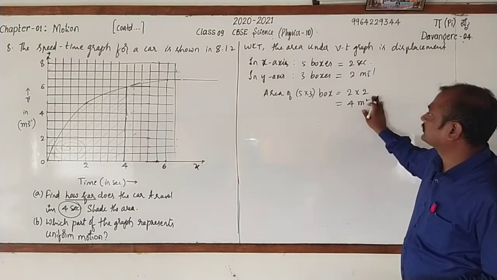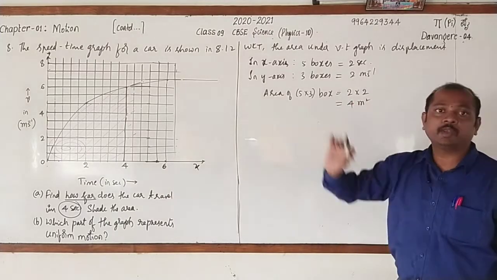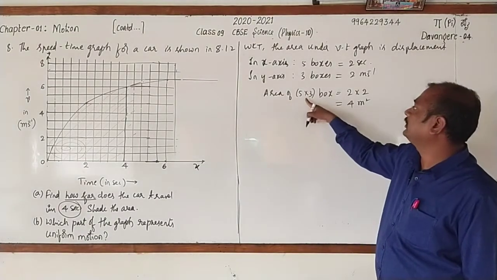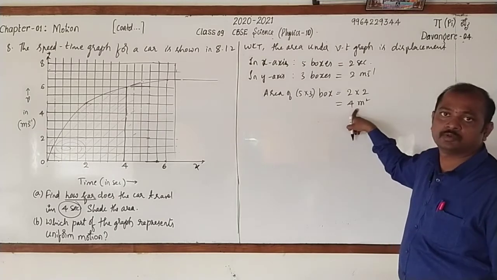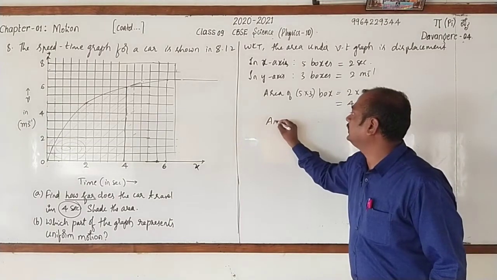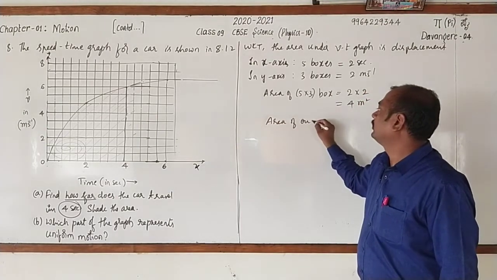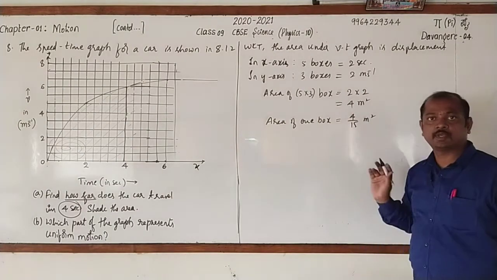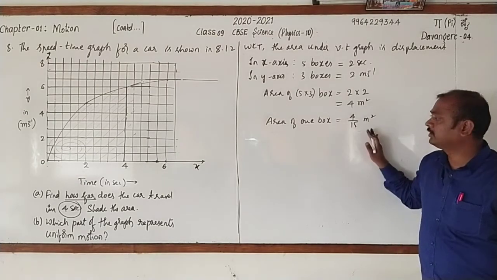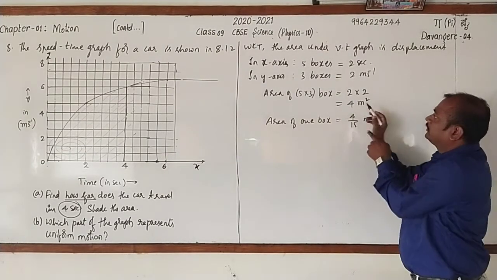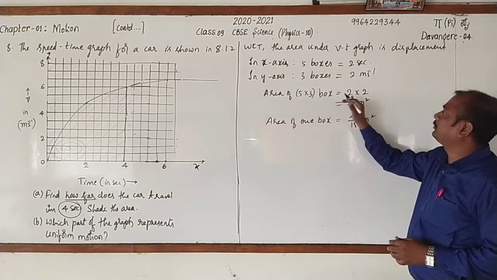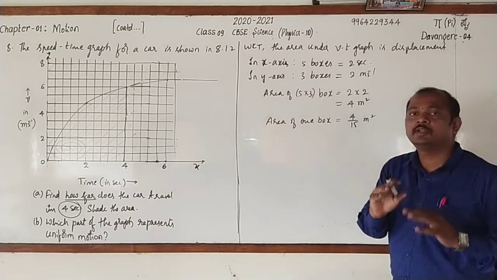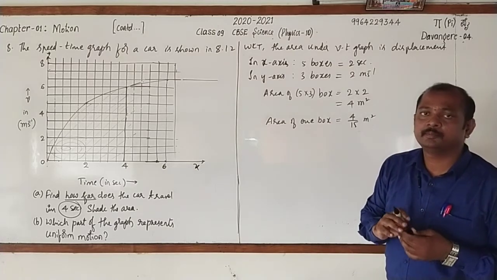Next. Now we want the area of one box. How do you find that out? Area of 15 boxes is 4 meter square. Then area of one box is equal to 4 by 15 meter square. Okay, understood? In general, we write the unit of area as meter square.